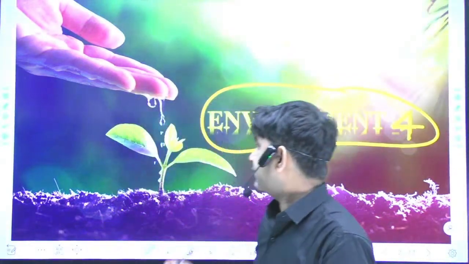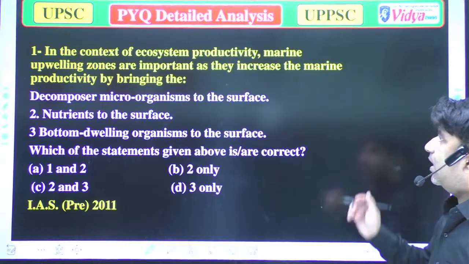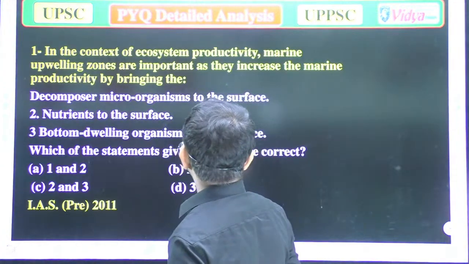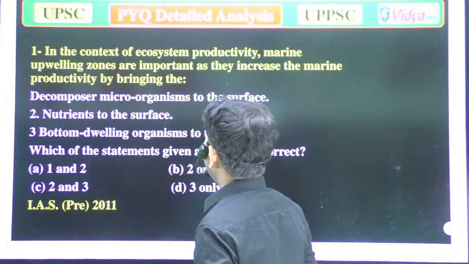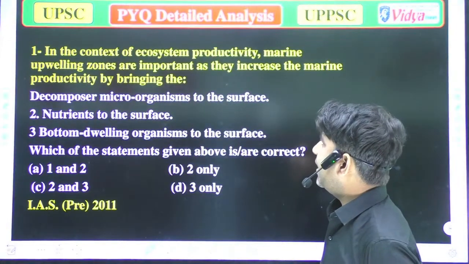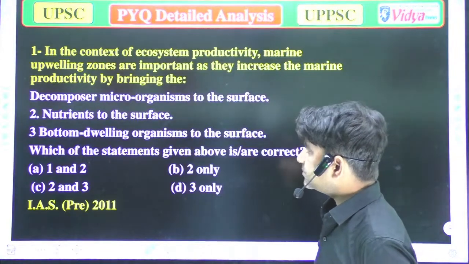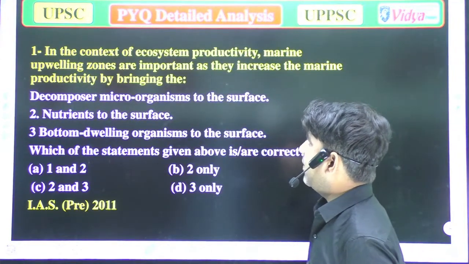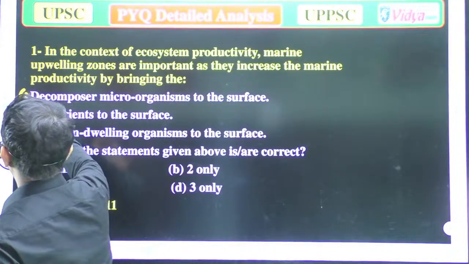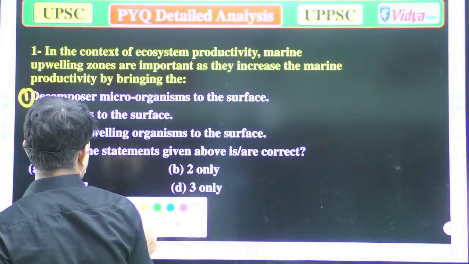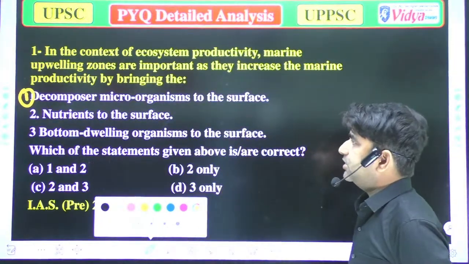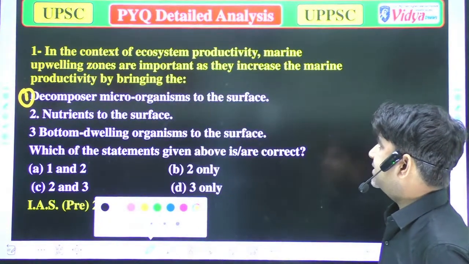So our first question is: in the context of ecosystem productivity, marine upwelling zones are important as they increase the marine biodiversity by bringing the: option A, decomposer microorganisms to the surface; option B, nutrients to the surface; and option C, bottom dwelling organisms to the surface.